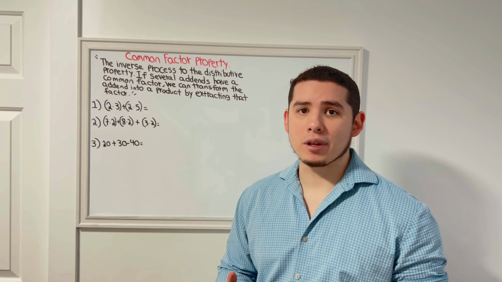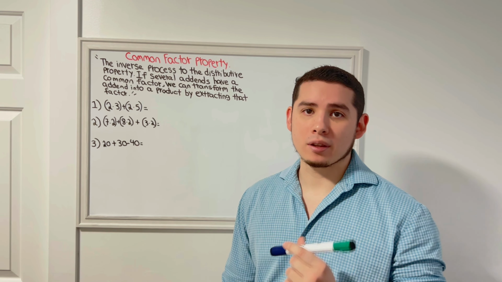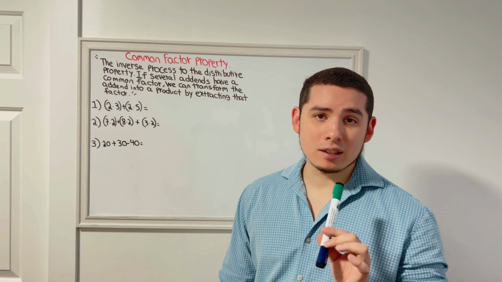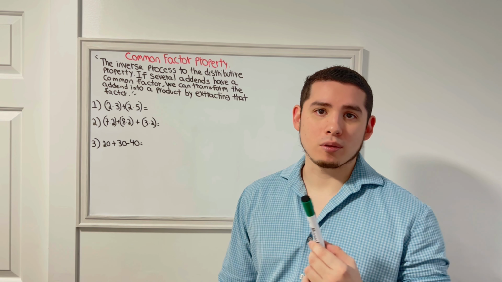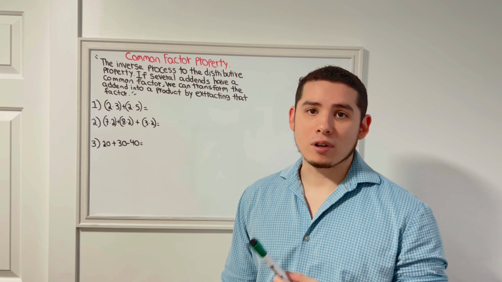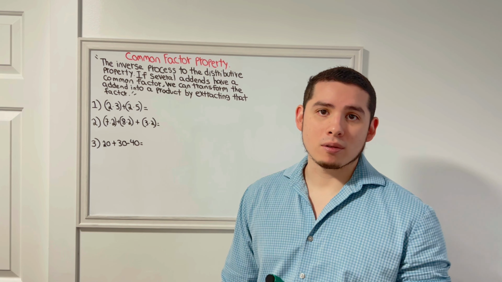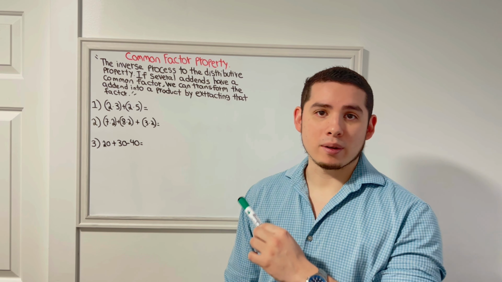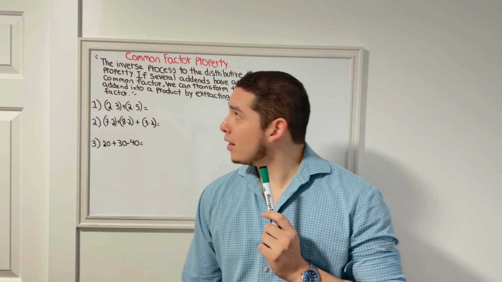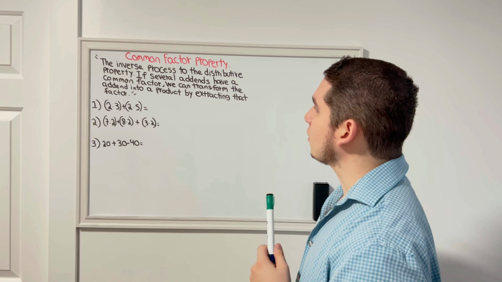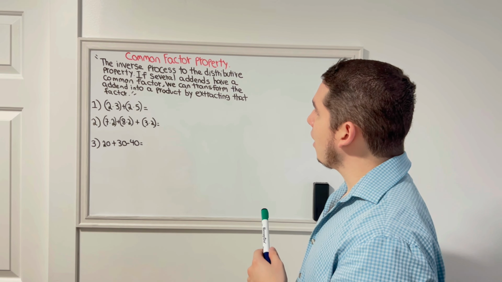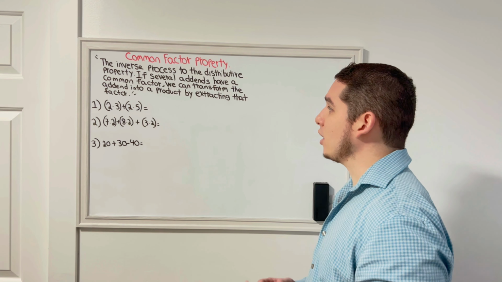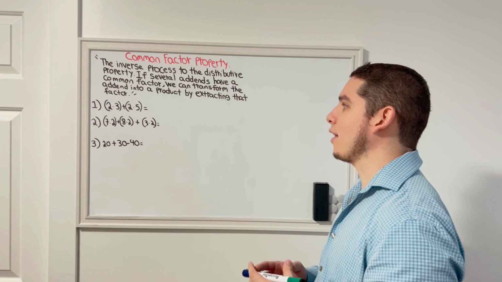I'm Dimay Sarodi, and today we're going to cover the next topic, which is the common factor property. This property is inverse to the distributive property. If you haven't seen the previous video, I suggest you watch it, because this is the inverse of the distributive property. Anyway, the common factor property states that if several addends have a common factor, we can transform the addend into a product by extracting that factor.